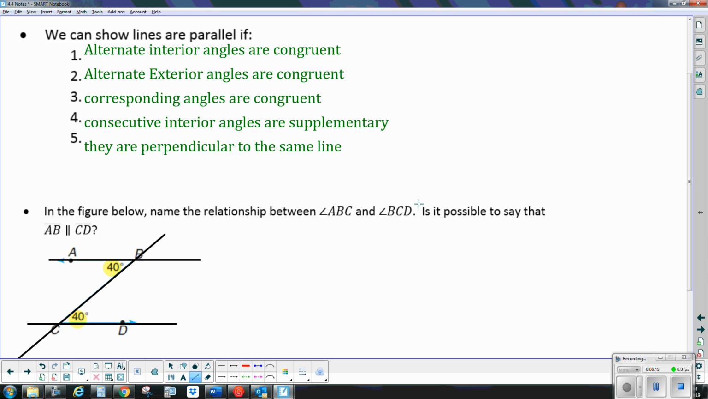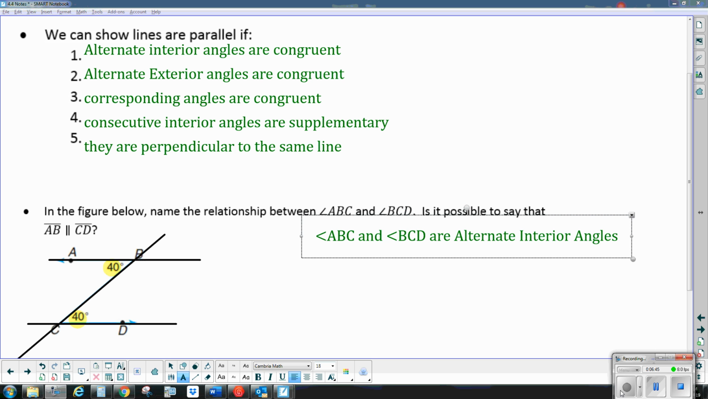So now that I've extended all of my segments, I'm going to look at the relationship between ABC and BCD. I notice that they're both interior angles. They're both between AB and CD, and they're on opposite sides of the transversal, where the transversal is BC. So that tells me that these are alternate interior angles. So I know that these 2 are alternate interior angles. I also can see that they're congruent because they have the same angle measure.